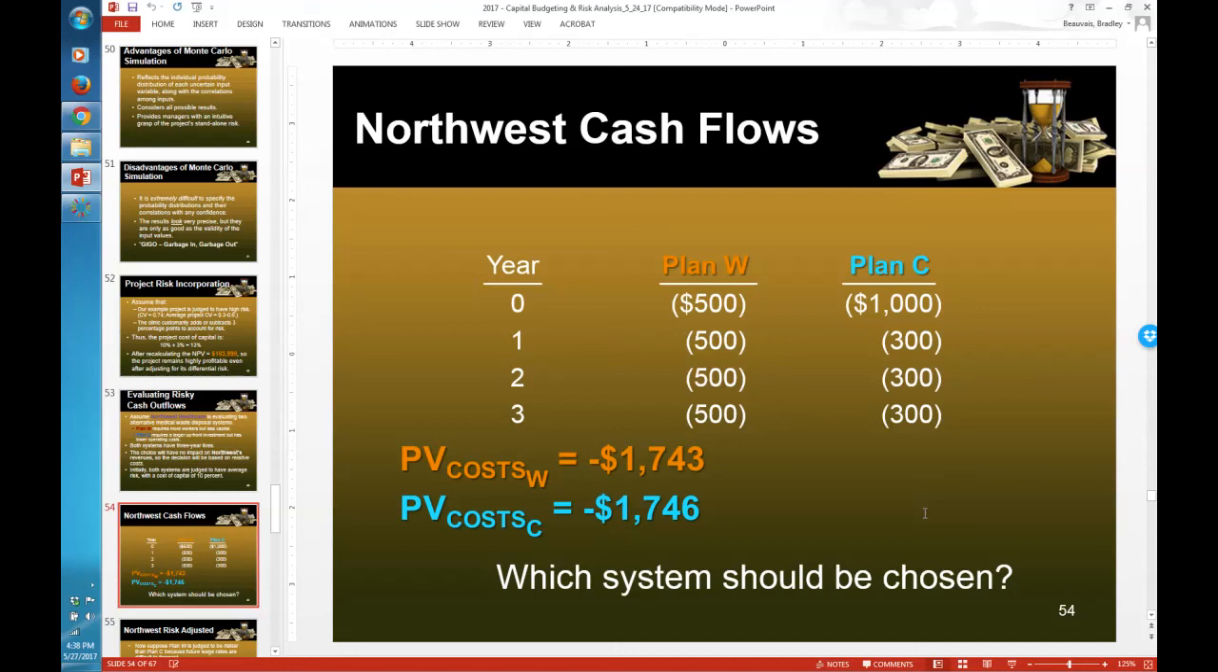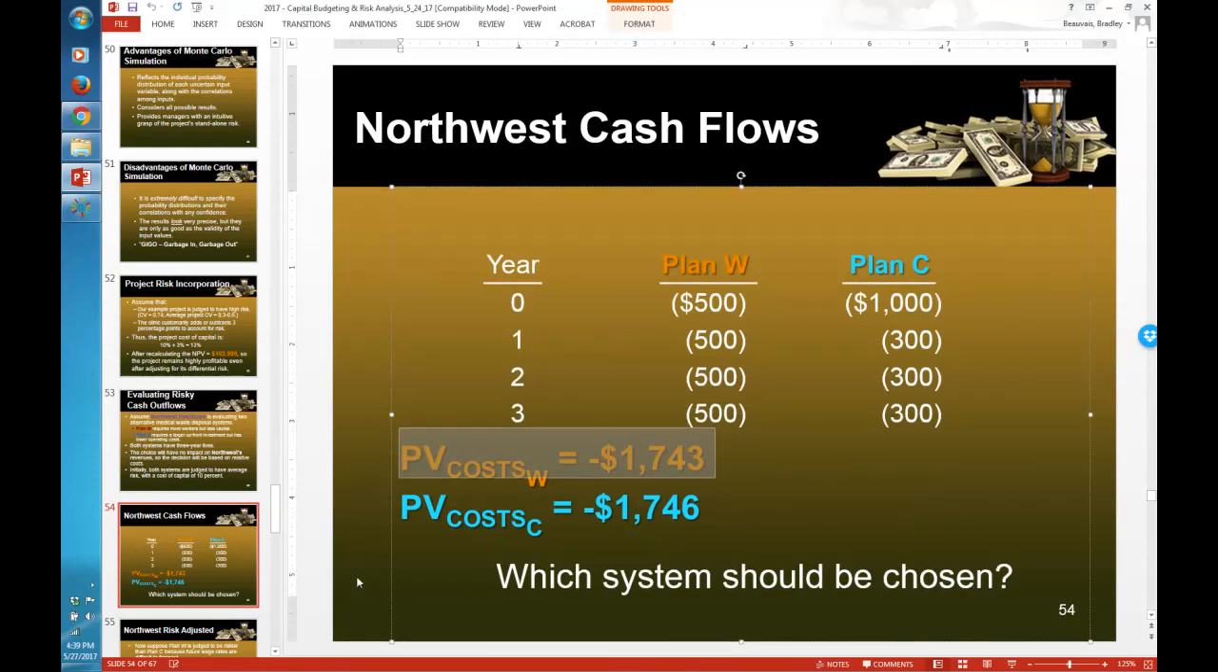And in this case, we have Plan W, which was labor. Plan C was more capital intensive up front, and true to its word, it's costing us $1 million up front with a $300,000 annual cost. So as we do the net present value for both of these, you end up with a slightly different net present value. In the case of W, it's 1743 in the negative, and in the case of C, it's 1746 in the negative. The system we would choose, of course, is the one that is least negative or closest to zero. So in this case, it would be the 1743 option.